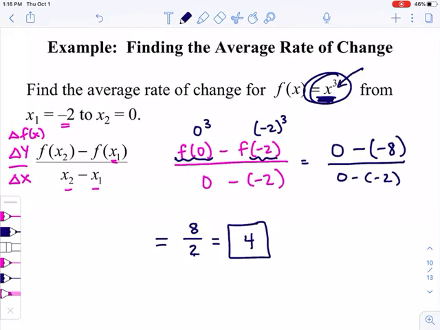Now, if you think about it, x to the third power, when you look at that graph, kind of makes a parabola shape to the top and a parabola shape to the bottom, and you're looking for that average rate. That's where we draw that secant line, that straight line.